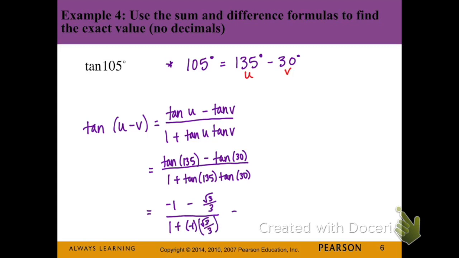Now notice for tangent of 30, I use square root 3 over 3. If we were to divide our y over x here, we would have 1 over square root 3, but I want to rationalize that, so I rewrote it as square root 3 over 3. Now to simplify the bottom, I've got negative 1 times square root 3 over 3. I'm just going to rewrite this. Now, this is our final answer.